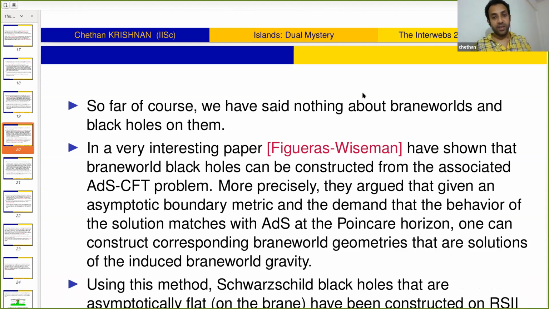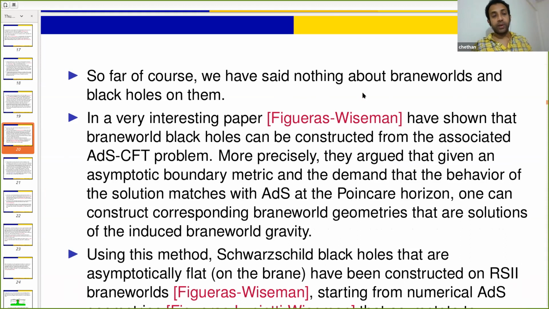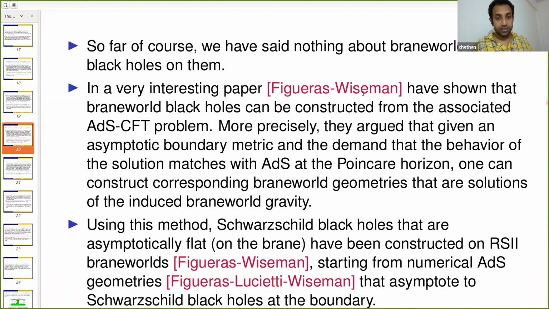However, that's not quite what we want. What we want is a geometry where there actually exists a black hole in the brane world, and the question is whether they exist or not. The key point here is that for a specific class of black holes on the boundary, these two gentlemen have constructed a specific black hole on a brane world, starting from the original AdS CFT solution.